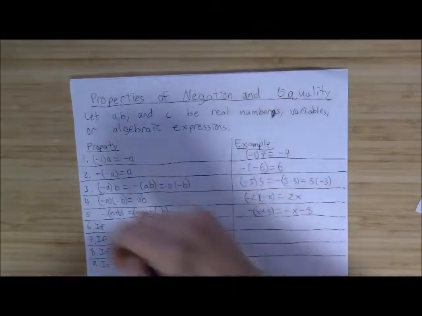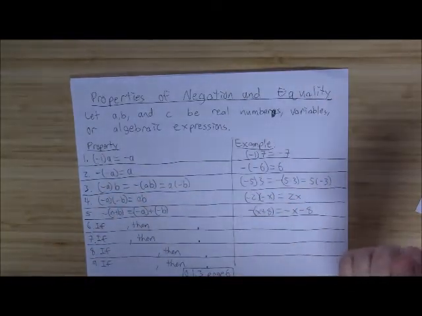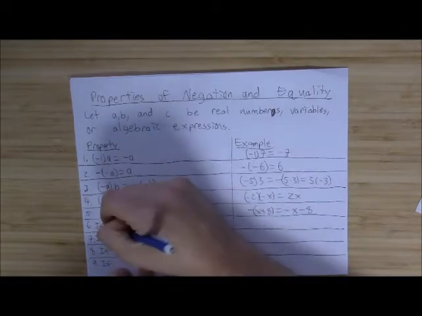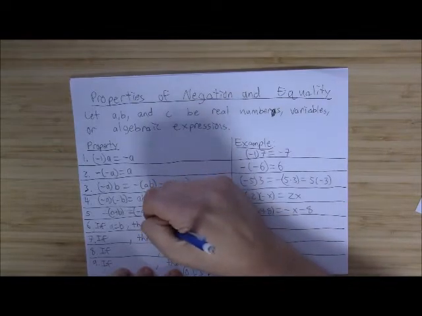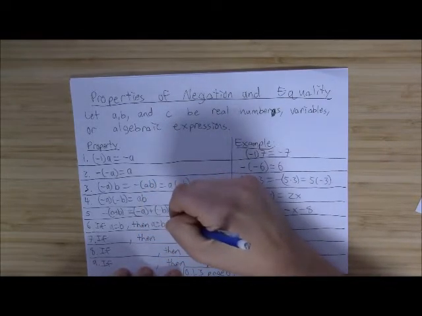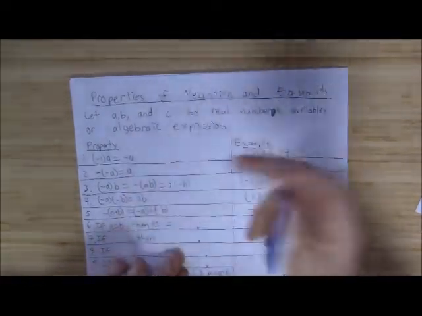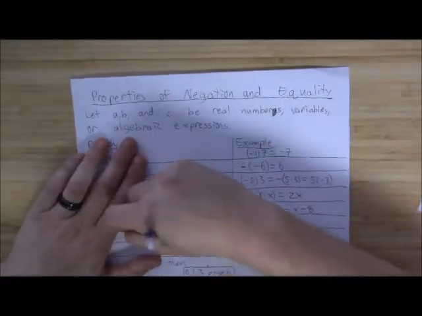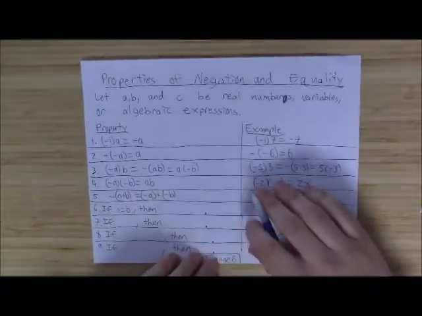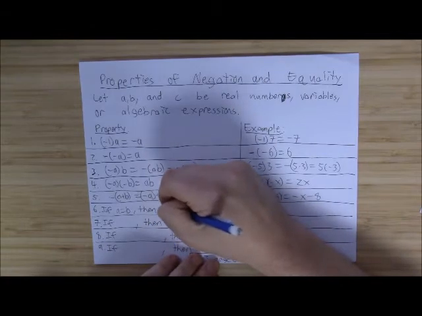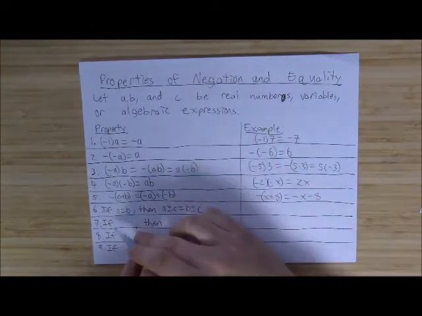The next set of properties have to do with equality, and they'll be very helpful for us when we start to solve equations. So, for instance, if A equals B, then we can say that A plus or minus C is the same thing as B plus or minus C.